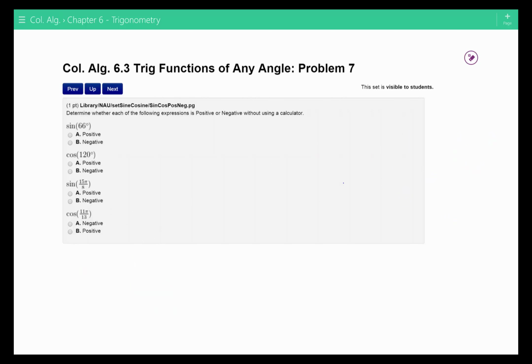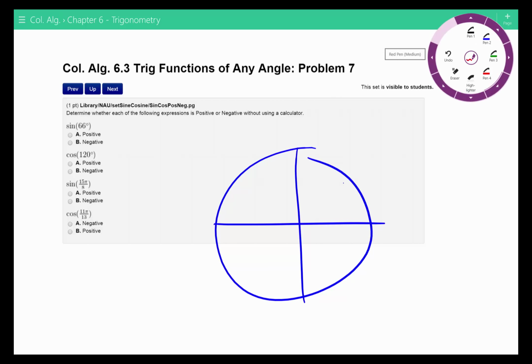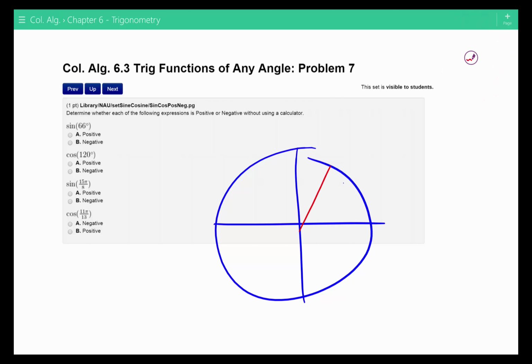Okay, the next problem says determine whether each of the following expressions is positive or negative without a calculator. So we're looking first for the sine of 66. Now 66 is up here. Sine is the y value, so we're talking about this distance here, that value there, which is obviously positive. Okay, the next one is the cosine of 120. 120 is over here somewhere. We know the cosine is the x value, so that's obviously negative.